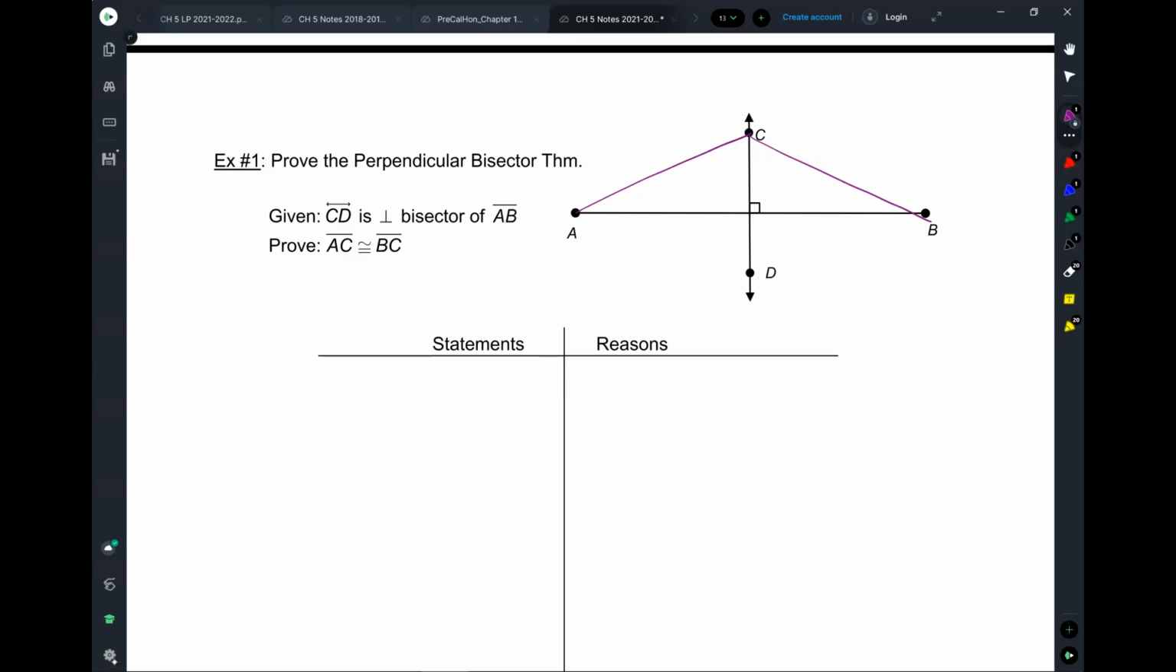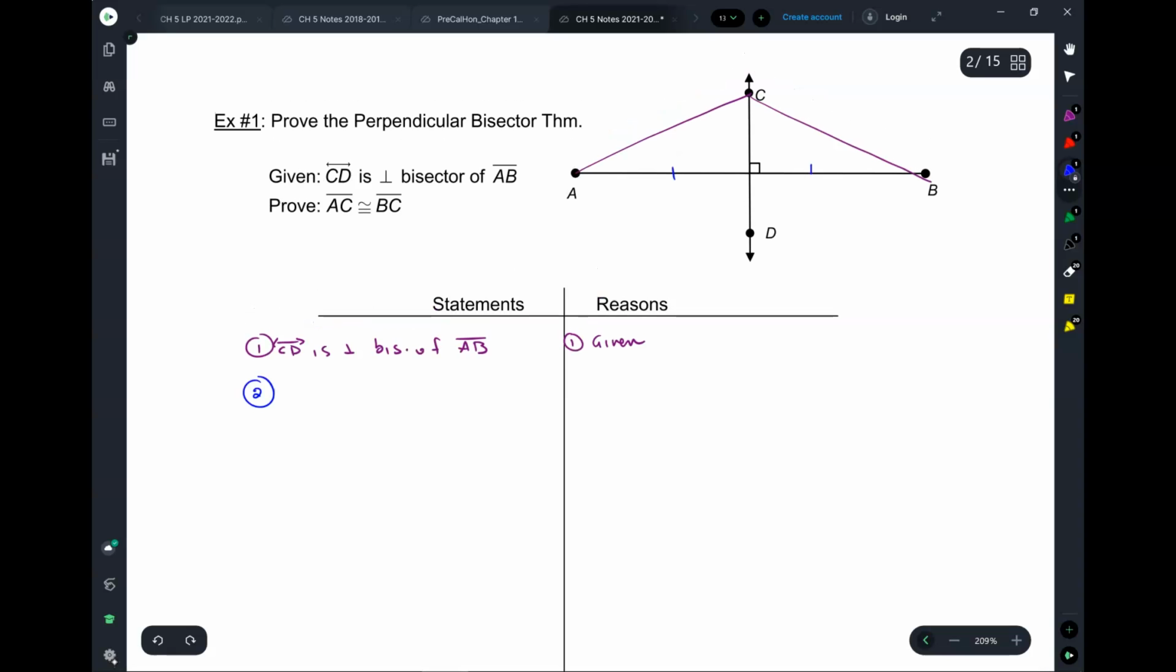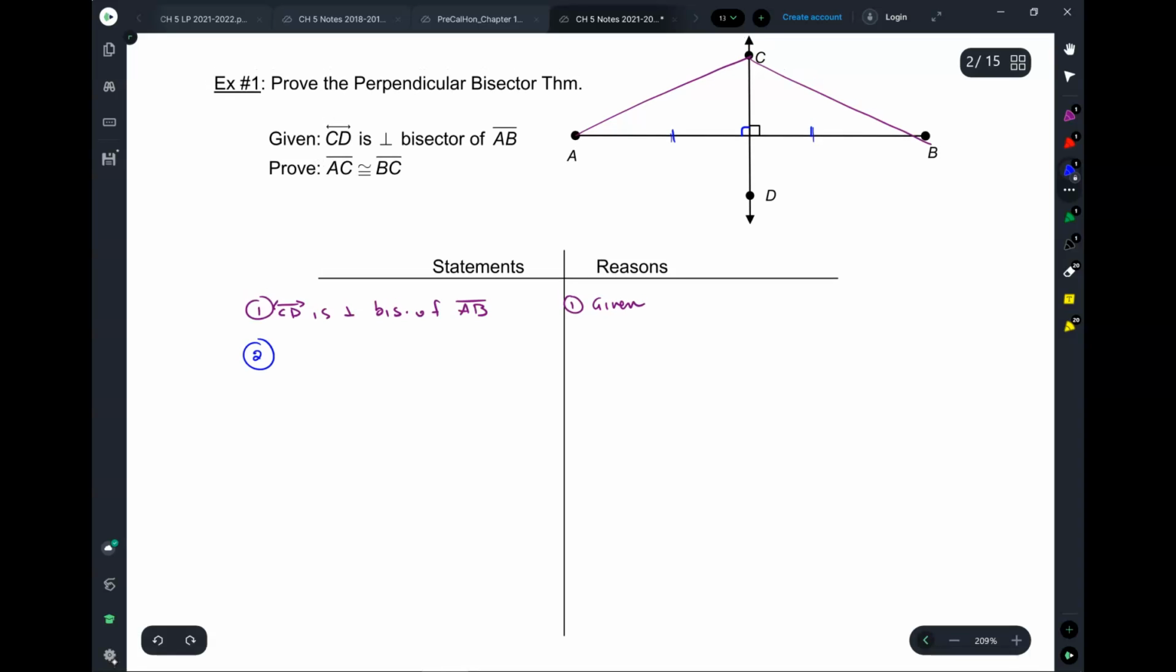All right. So now, number one, CD is the perpendicular bisector of AB, and I get that as given. Now, what does that mean? That means this and this are congruent to each other, right? So number two, perpendicular bisector means those are congruent to each other, and also that these are right angles over here, right? So number two, I'm going to add a point here, E. AE is congruent to EB, and angle AEC and angle BEC are right angles.